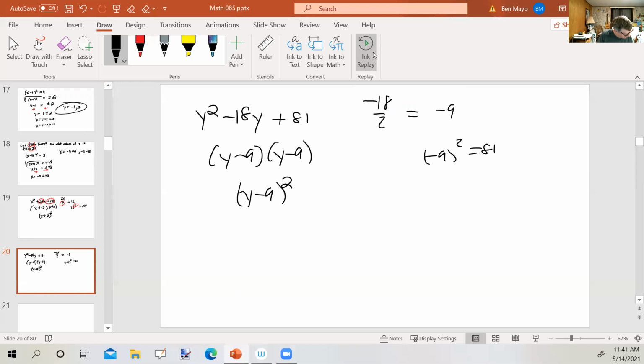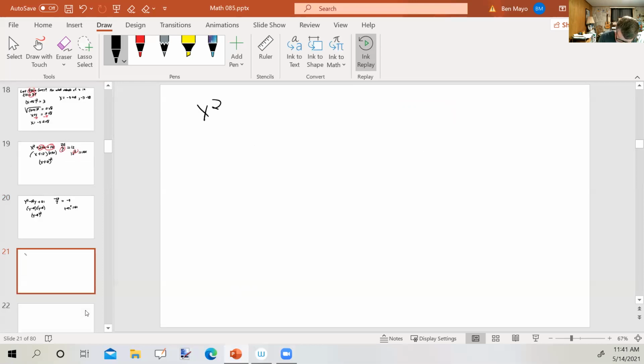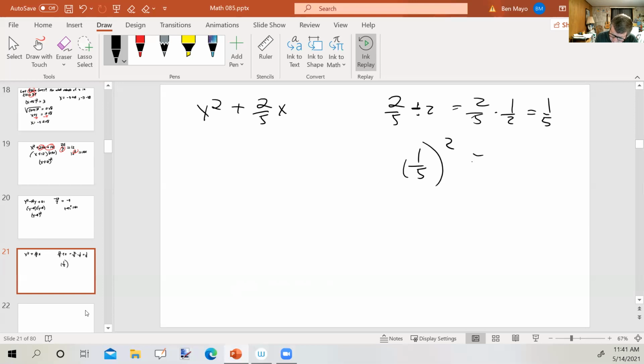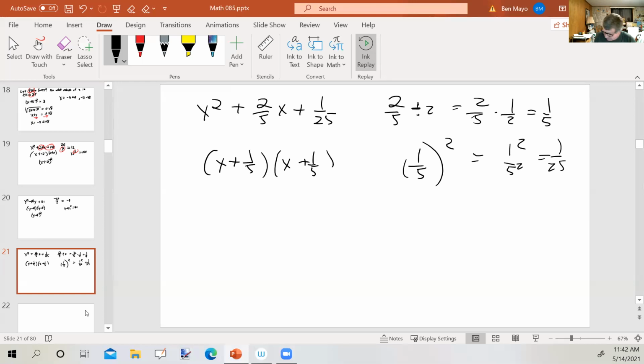And let's do one more. Let's see here. Okay, I've got x squared plus 2/5 x. So I'm going to take 2/5 and divide it by 2, which is like 2/5 times 1/2, which is 1/5. Then I'm going to take that and square it, which gives me 1 squared over 5 squared, or 1 over 25. So I'm going to add 1 over 25. Okay, so the factors are going to be x plus 1/5, x plus 1/5.